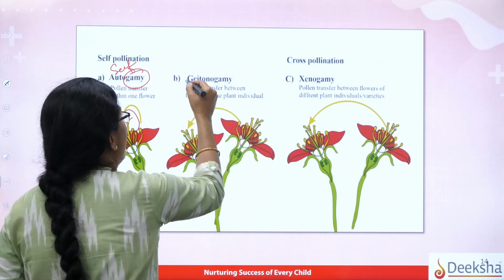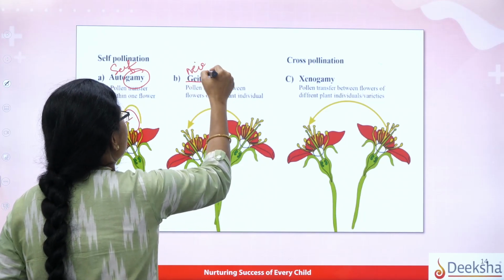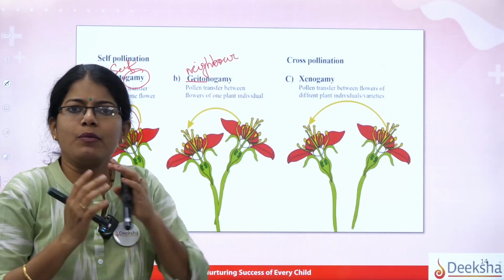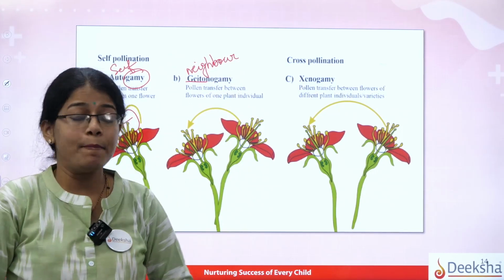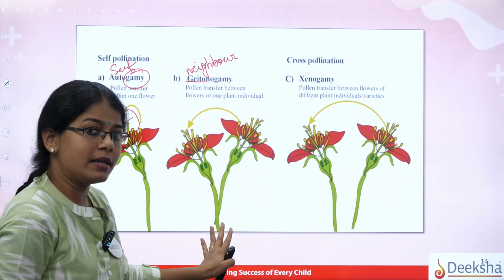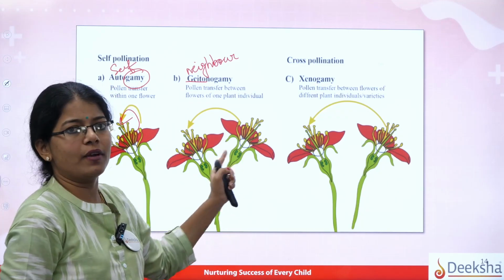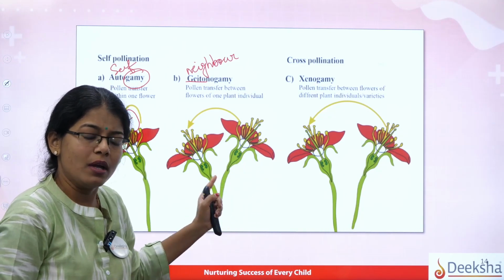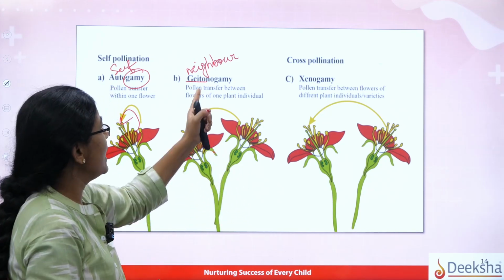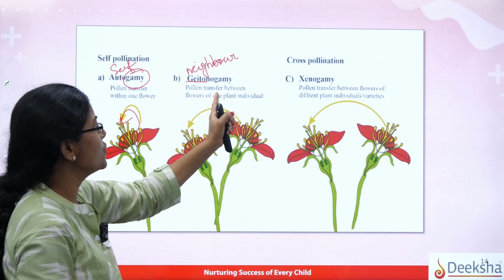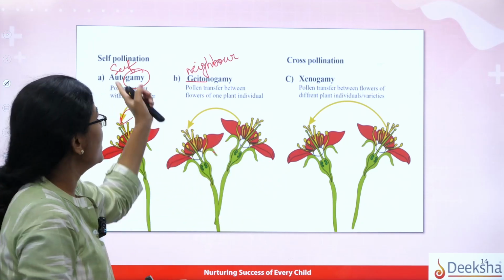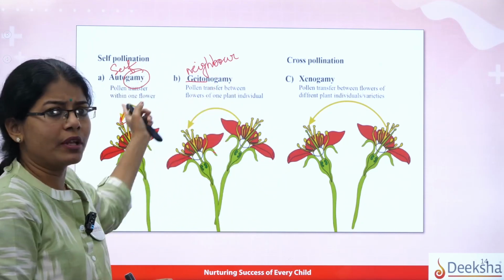Next comes the geitonogamy. Geitono means neighbor. Okay? So pollination taking place with the neighboring flower of the same plant. So you can make out the plant is same but two different flowers are involved in the pollination, that is transfer of pollen grains from anther to stigma, and that will be called as what? Geitonogamy. Pollen transfer between flowers of the one individual. Correct? So these will be types of the self-pollination.